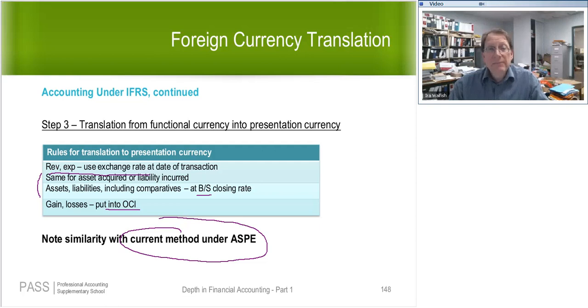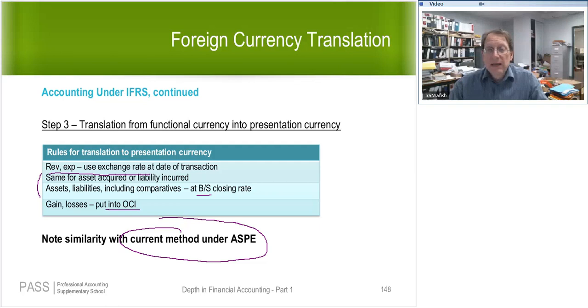I know where the gain or loss goes in all these cases. And by the way, why does the gain go to other comprehensive income? Okay, I should say this. Okay, that's different. Where did that gain or loss go under ASPE? Where did the gain or loss go under ASPE, under the current rate method? No, not income. Where did the gain or loss go? Under ASPE, under the current method. The gain or loss went to, right, shareholders' equity. Good, the gain or loss went to shareholders' equity.